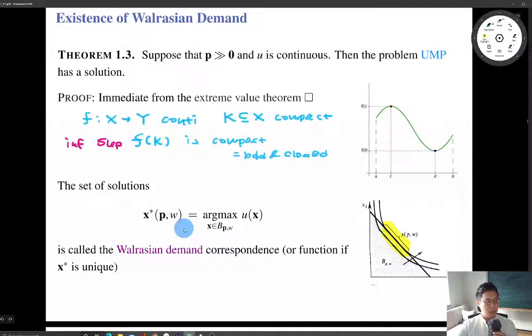In such a case, we say that x star is a Walrasian demand correspondence, a multi-valued function. But if we have a single solution to the UMP, so x star is single valued, we have just one bundle where the utility is maximized given the budget constraint, then we say x star is a Walrasian demand function.